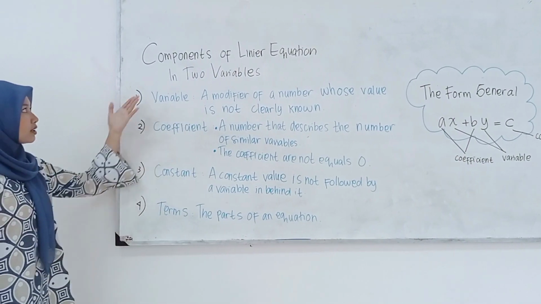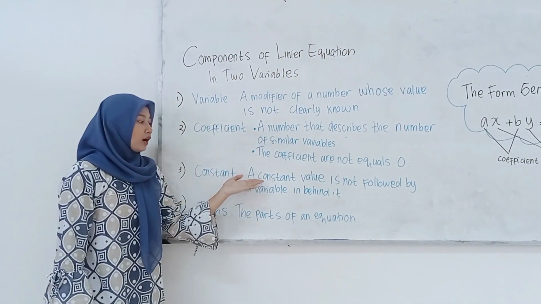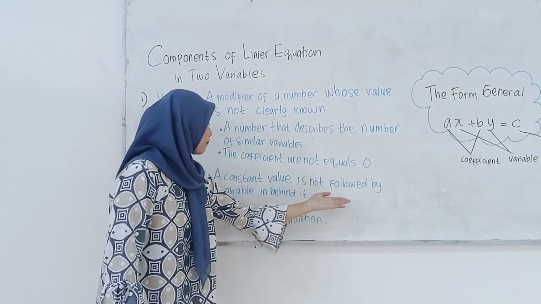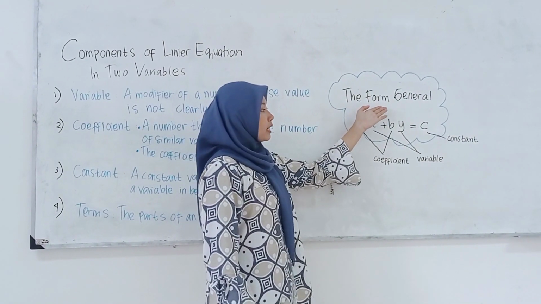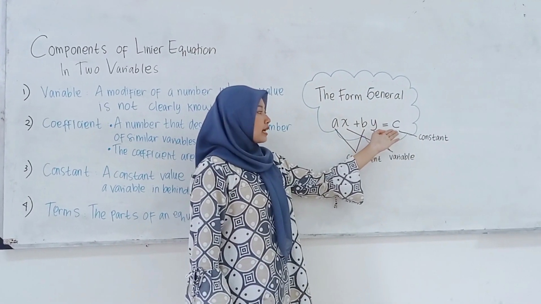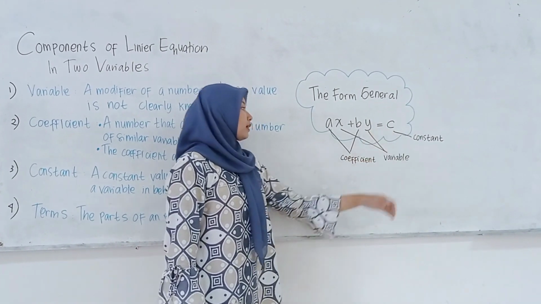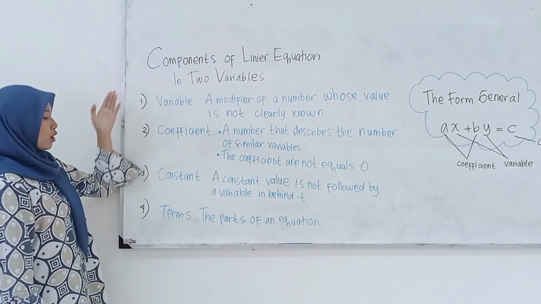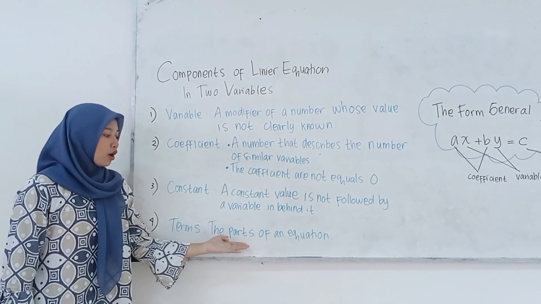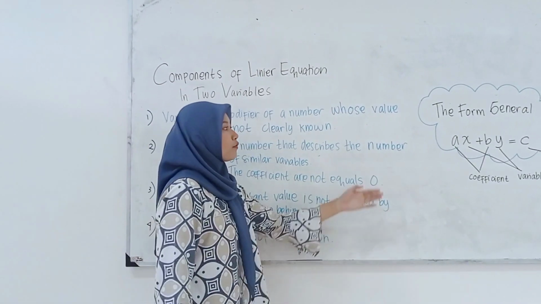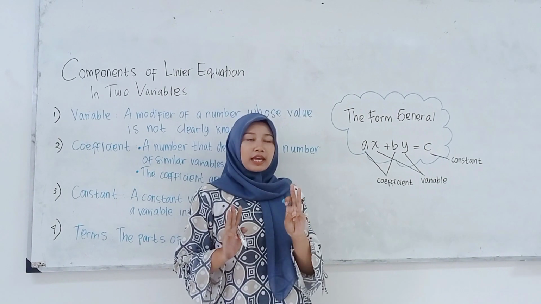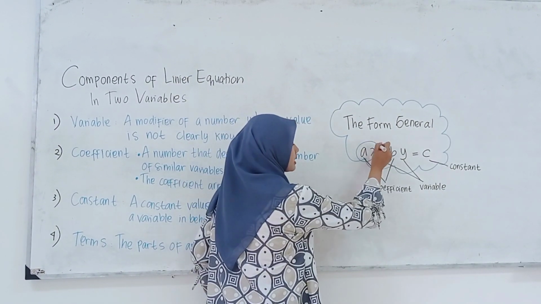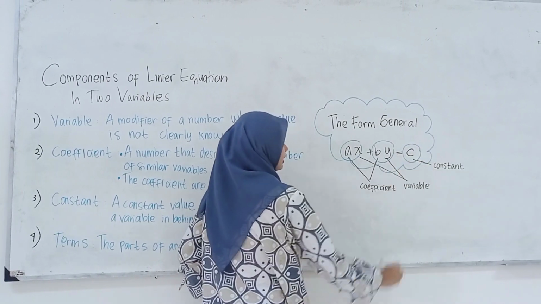Okay, the third component is constant. A constant is a value that is not followed by a variable. For example, in the general form, the constant is c because it's not followed by a variable. And the last component is terms, the parts of an equation. From the formula, we can see it consists of three terms: ax, by, and c. Understand, guys?